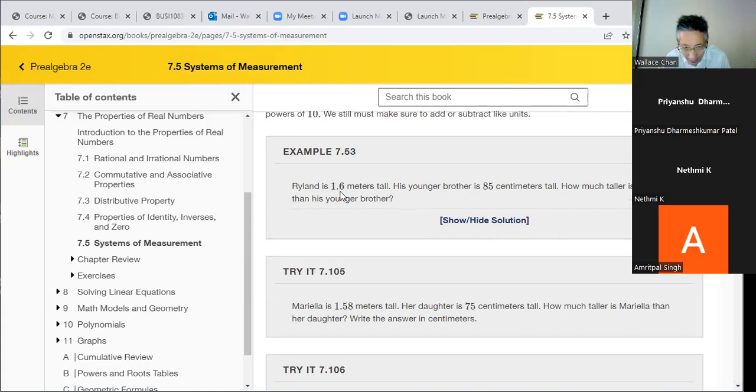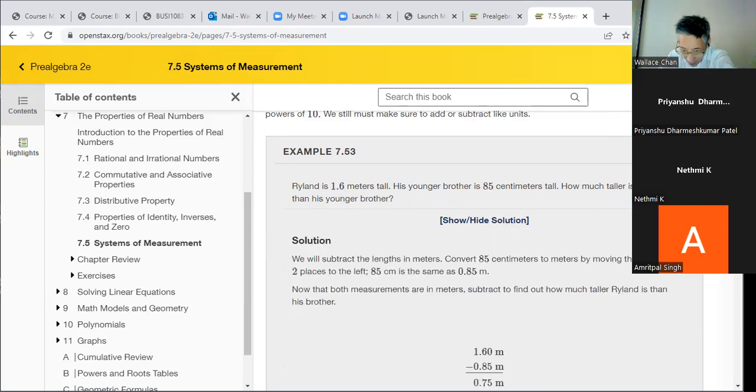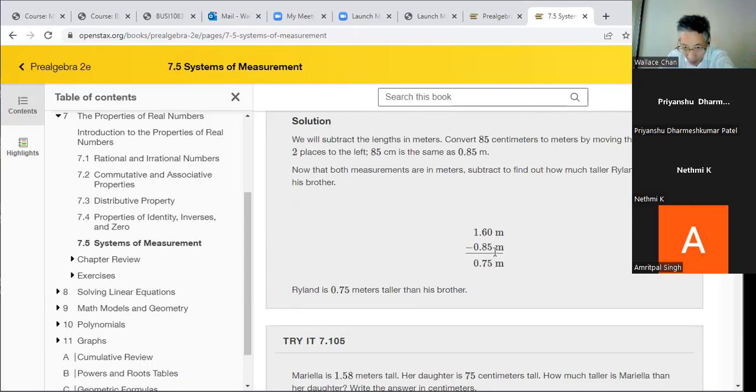Now this time you have a mix. Ryland is 1.6 meters tall. His younger brother is 85 centimeters tall. How much taller is Ryland than his younger brother? You've got to be careful, because you're dealing with two different units. So it's better to change to the same unit first. 85 centimeters is the same as 0.85 meters. So in other words, it's 1.6 minus 0.85. The difference is 0.75 meters, or you can say 75 centimeters.